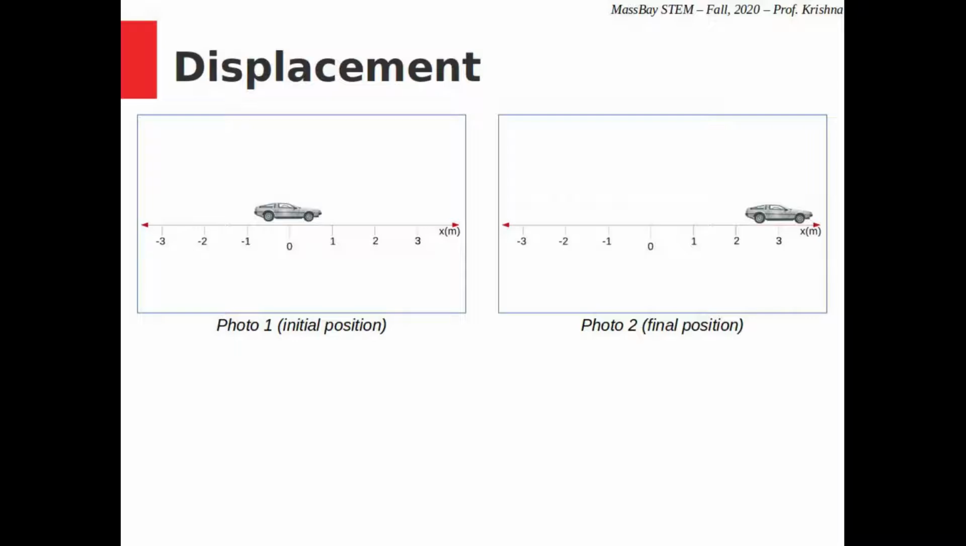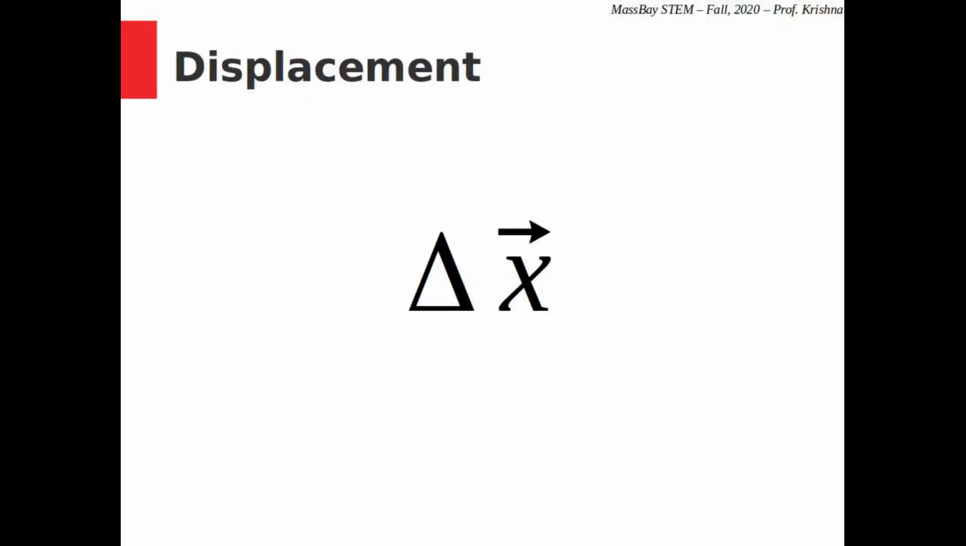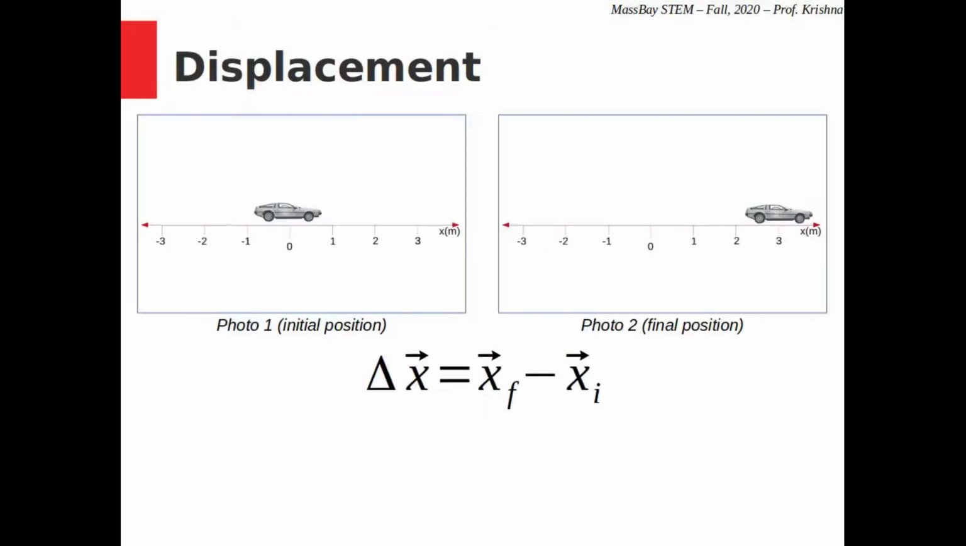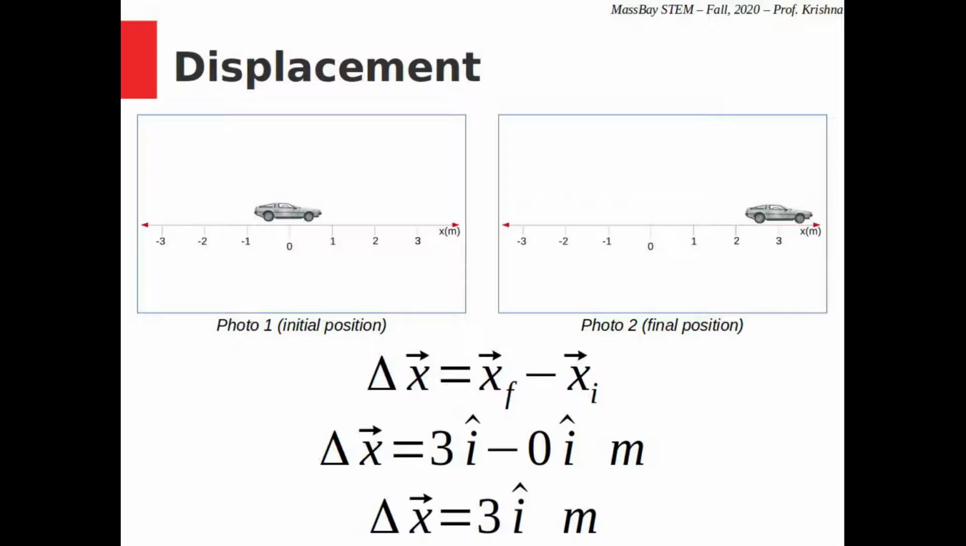We can describe a difference in the positions using a quantity called displacement. The symbol for displacement is this. That triangle out front is the capital Greek letter delta. We call the symbol for displacement delta x. You'll notice it's a vector. Displacement is calculated like this. Take the final position of the object and subtract the initial position. In this case, the final position is 3 i hat meters, and the initial is 0 i hat meters. So the displacement is 3 i hat meters.